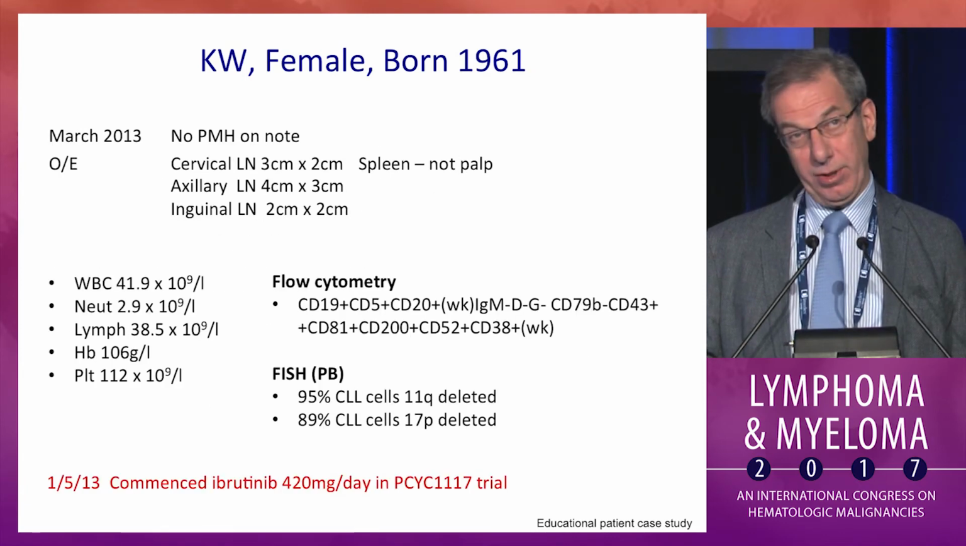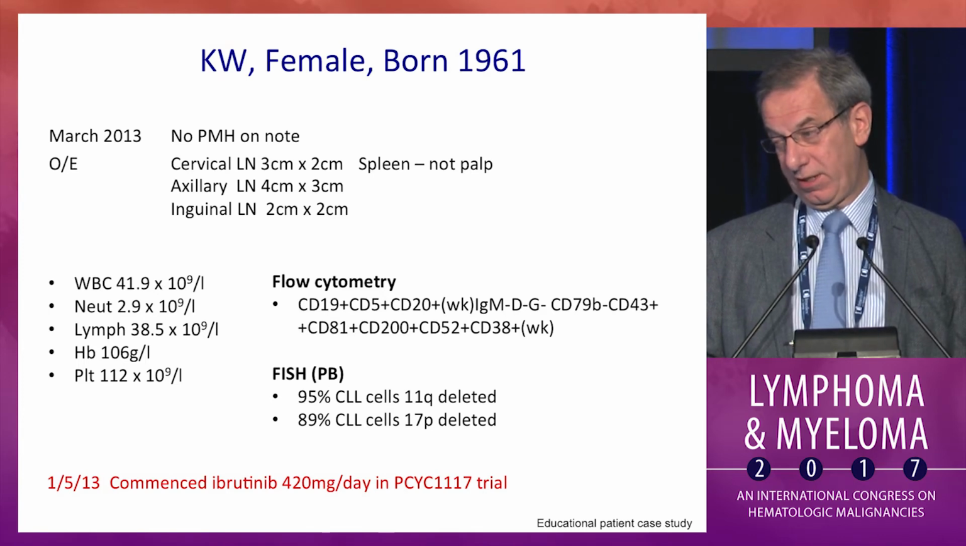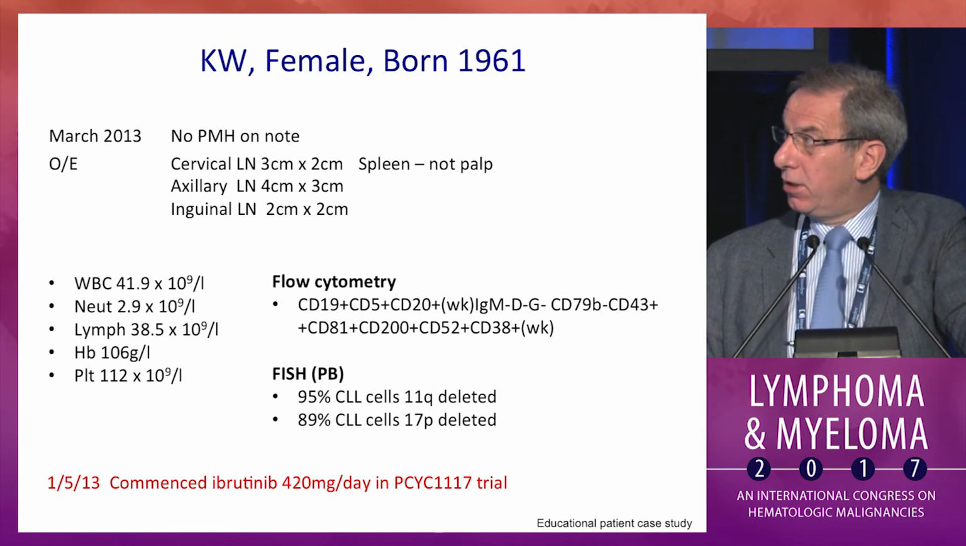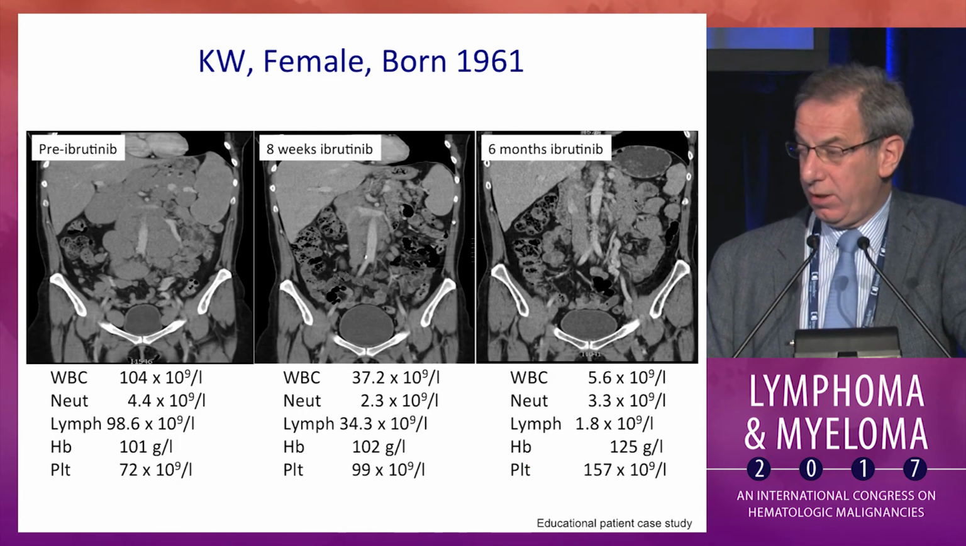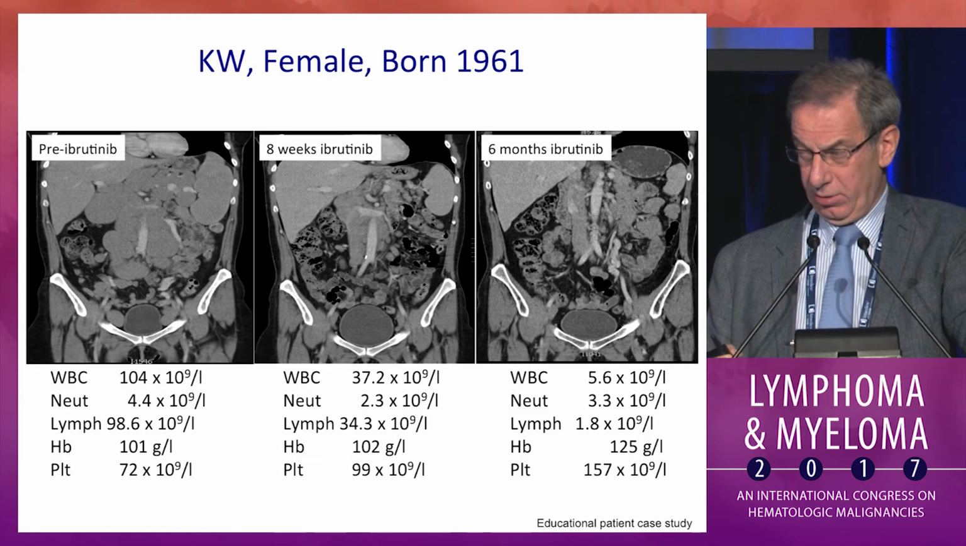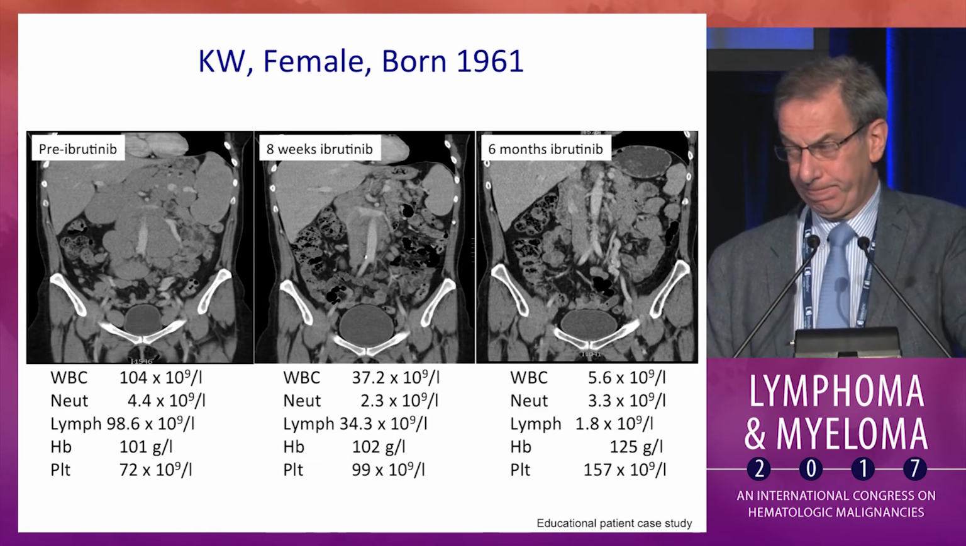This is what she was like when we saw her: relatively big nodes, falling counts, 17p deleted and 11q deleted, and she started ibrutinib. This is her response. She responded very quickly in terms of her nodes. This is a scan at 8 weeks. Spleen's gone down, nodes have gone down. And by 6 months, her blood count's normal, and she's, to all intents and purposes, in a clinical remission.